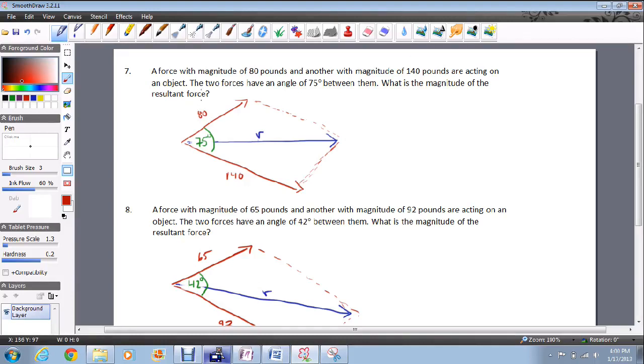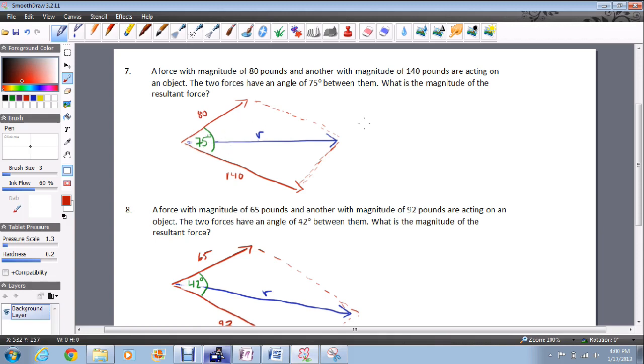Number 7 asks us to figure out what the resultant force is given two forces with an angle in between. So I've already taken a second to go ahead and draw the picture. I've got a force of 80 pounds, another force of 140 pounds, and my resultant force, which we know is going to be in between those two, and we have an angle that's in between.